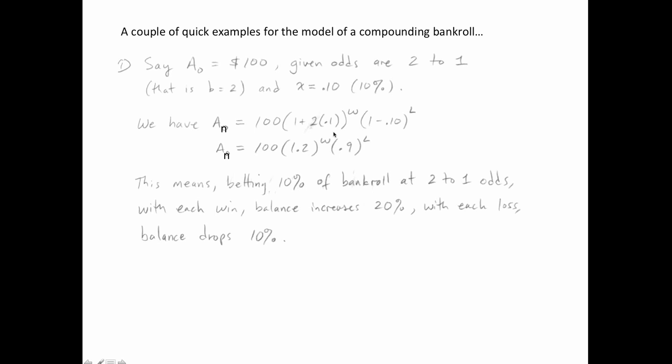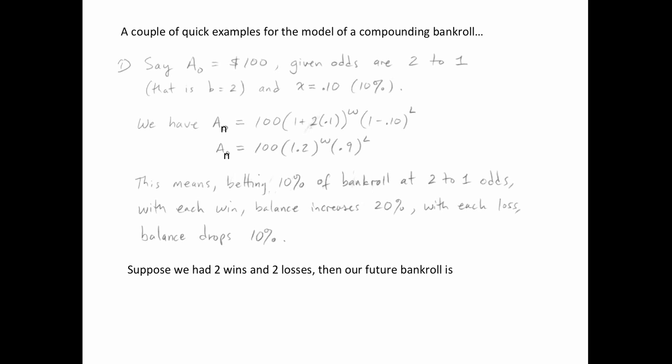So these expressions simplify to 1.2 and 0.9, and you can see that this means that if I'm betting 10% of the bankroll at 2 to 1 odds, with each win my balance would increase by 20%. So each time I win on that 10% bet, I get a 20% increase in my bankroll. However, of course, if I am betting 10% of my bankroll and I lose, then I'm going to lose 10% of my bankroll, and so for every loss I will have 90% of the previous balance. The balance is therefore dropping 10% each time I lose on those 10% bets.